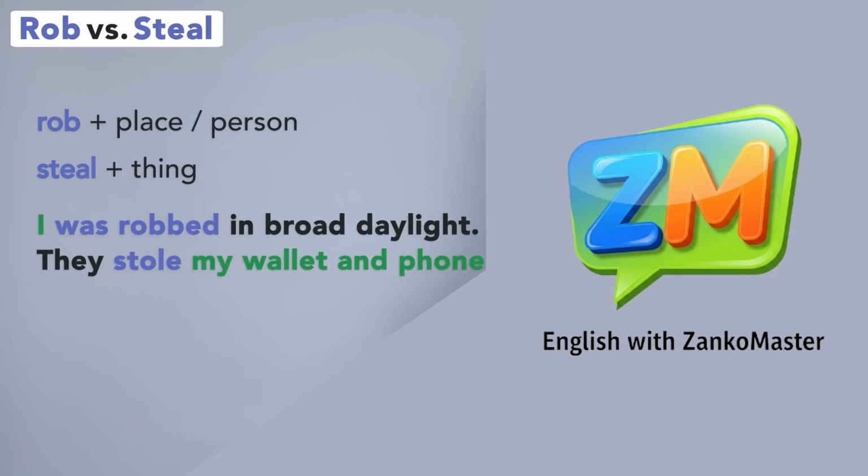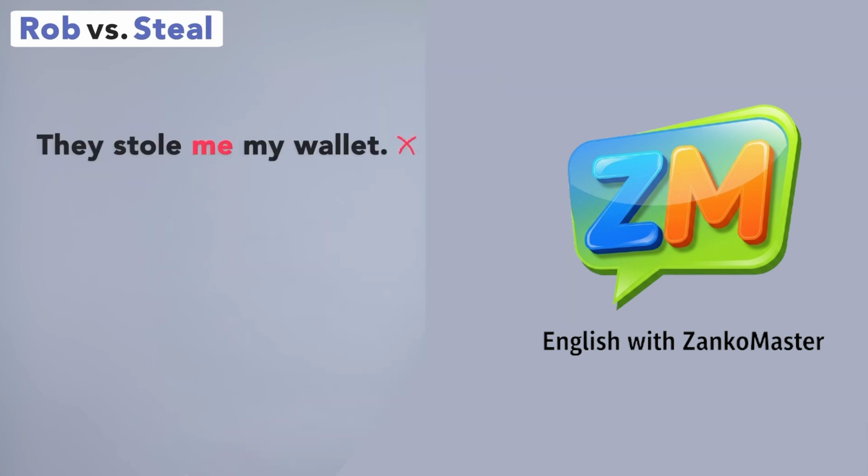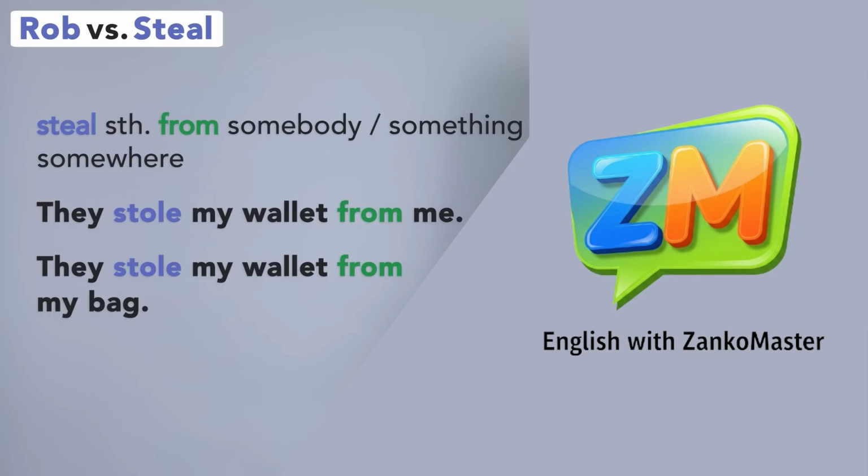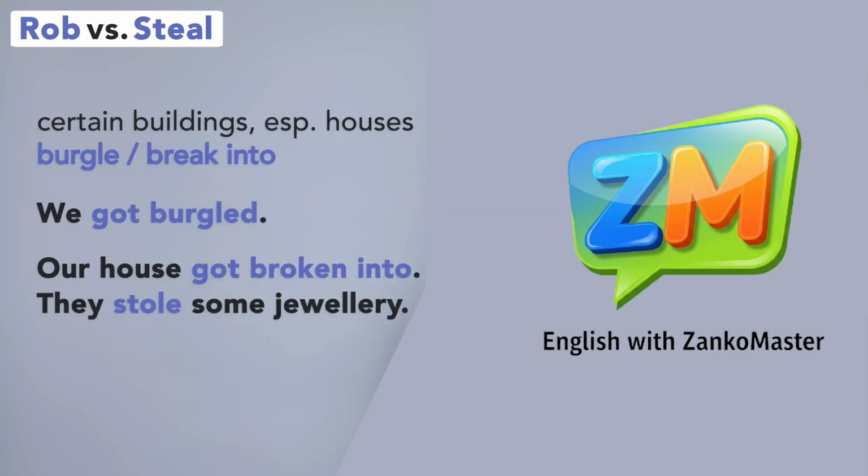So, a really common mistake I hear my students make with the verb to steal is this: they stole me my wallet. With the meaning of take something from somebody, we don't use a personal pronoun directly after steal. So, stole me something is not correct. We can say steal something from somebody, something, or somewhere. For example, they stole my wallet from me, or they stole my wallet from my bag. When we talk about certain buildings, especially houses, we usually use burgle or break into rather than rob. For example, we got burgled, or our house got broken into.